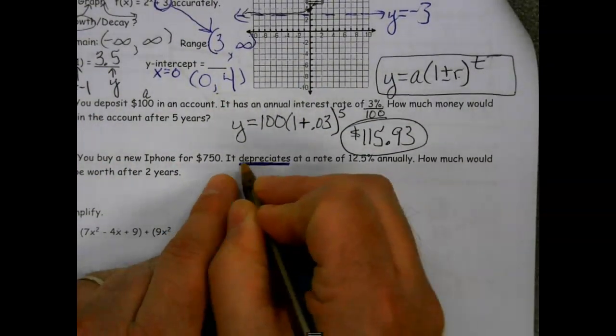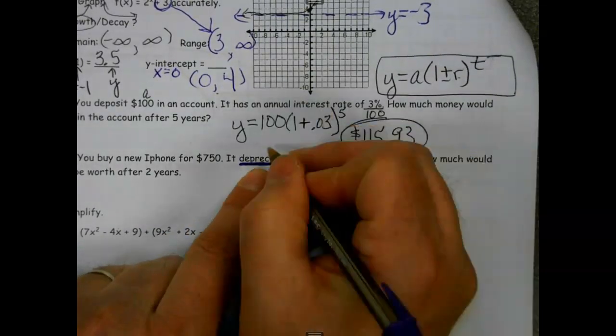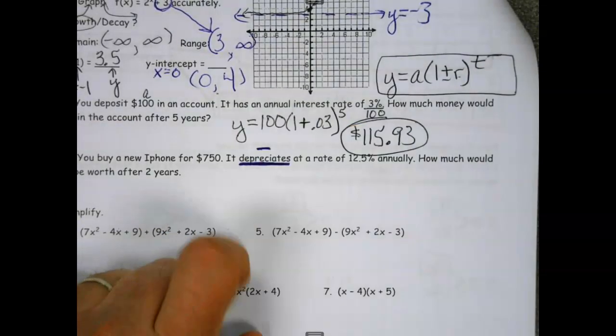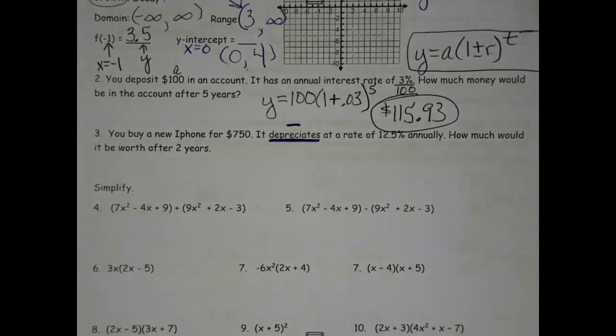I think this word threw some of you for a loop yesterday. Depreciates means it becomes less in value. Cars depreciate in value. Electronics typically depreciate in value. So the only difference here would be I'd still use that formula, but then I'm going to put minus in the middle instead of plus, is all we're looking at with that.